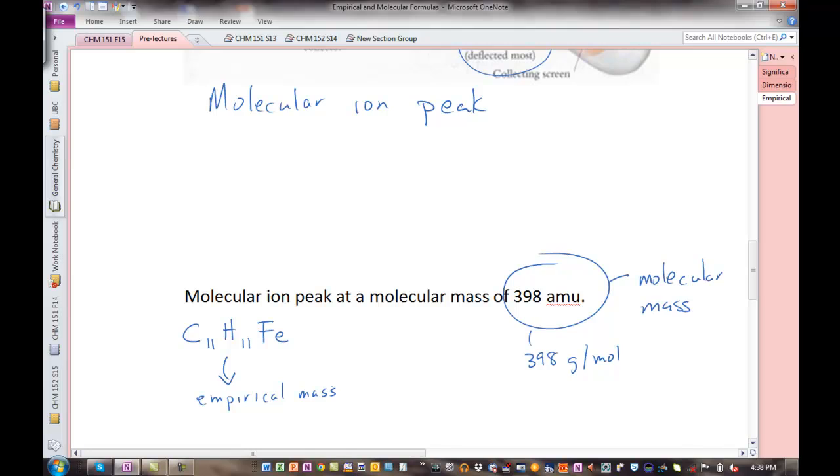All right, so let me see if I have a calculator here. I do. Hang on just a sec. So 11 carbons at 12.01, 11 hydrogens at 1.008, and iron is 55.85.